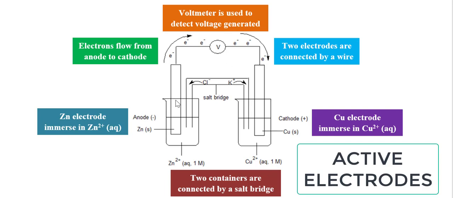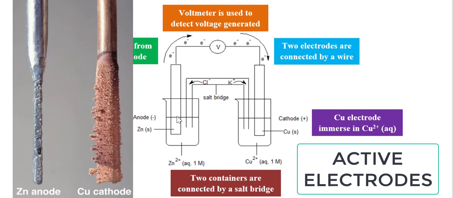The electrodes in this cell are active because the metals themselves are components of the half reactions. As the cell operates, the mass of the zinc electrode gradually decreases as the concentration of the zinc 2 plus ion in the anode half cell increases. At the same time, the mass of the copper electrode increases as the concentration of the copper 2 plus ion in the cathode half cell decreases.